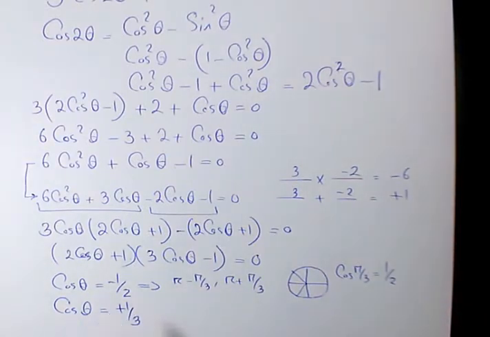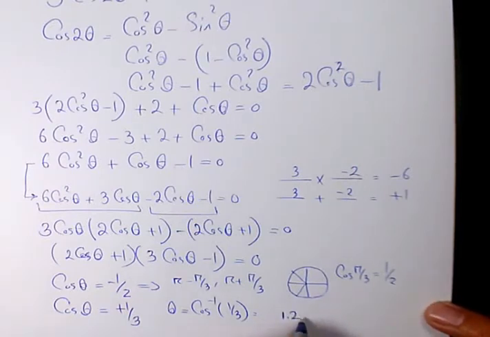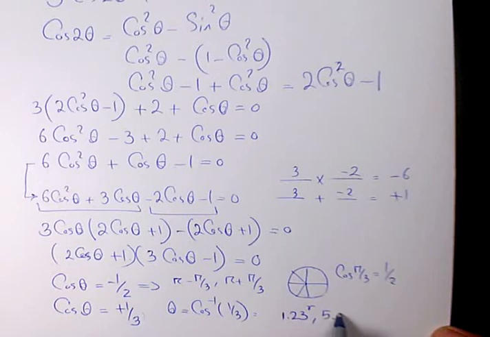Cosine theta is 1 over 3. We can say theta is cosine inverse 1 over 3. Therefore, that will be, I need to use the calculator. One answer is going to be 1.23 radian, and the other one is going to be 2 pi minus 1.23. Why? Because it's going to be in quadrant 4, since cosine is positive. So 2 times 3.14 minus 1.23 is going to be 5.05 radian.